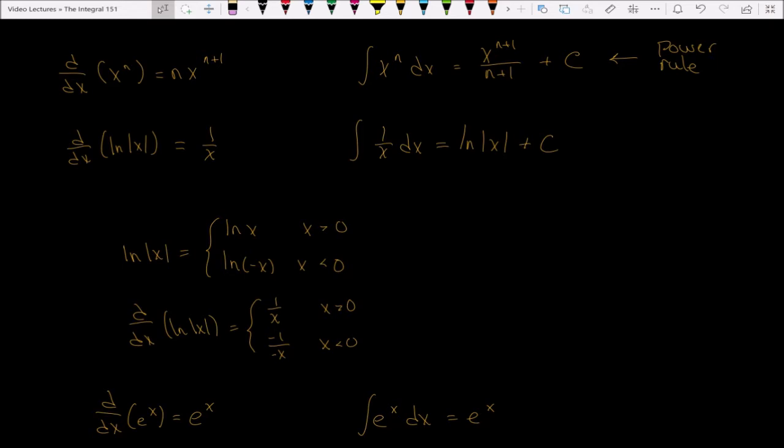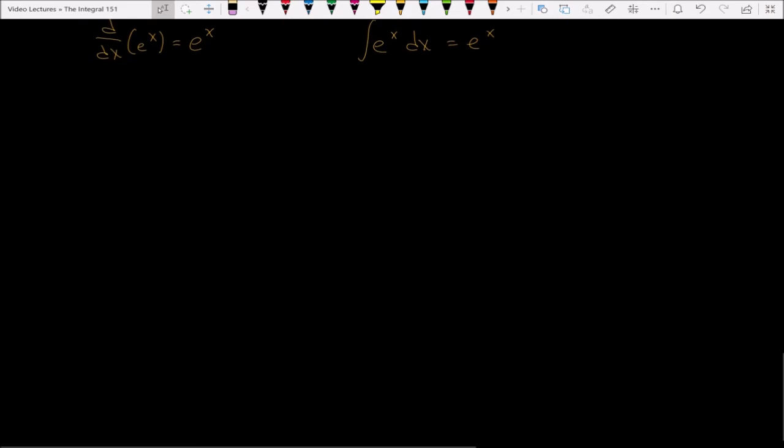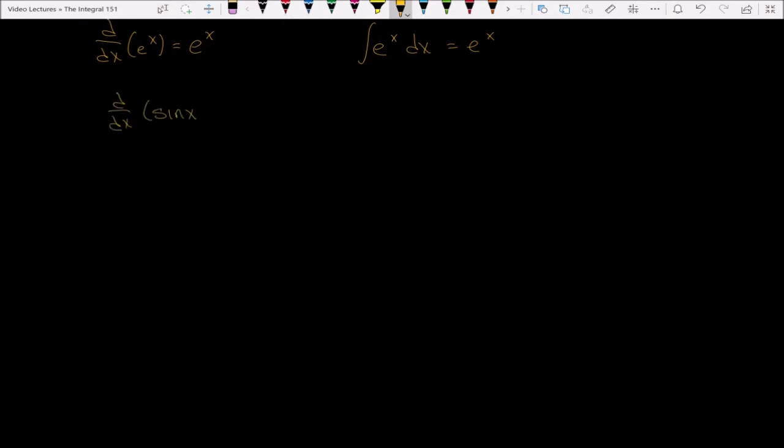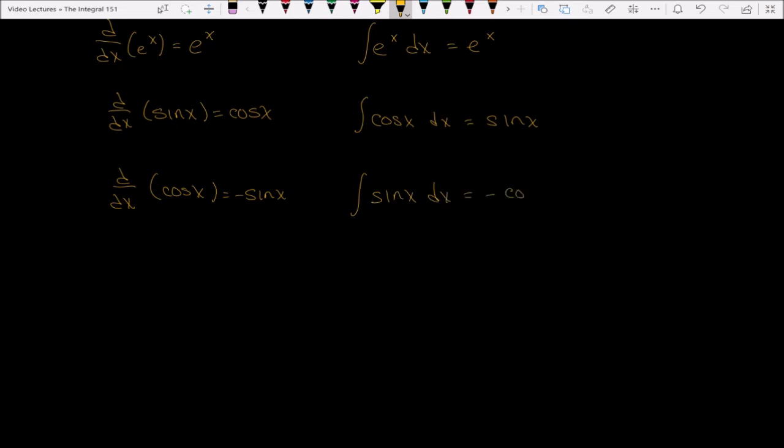Let's now look at the trigonometric functions. So we had the derivative of sine of x was cosine, which means the antiderivative of cosine is equal to sine. We had the derivative of cosine was negative sine. That would mean that the antiderivative of sine is negative cosine.